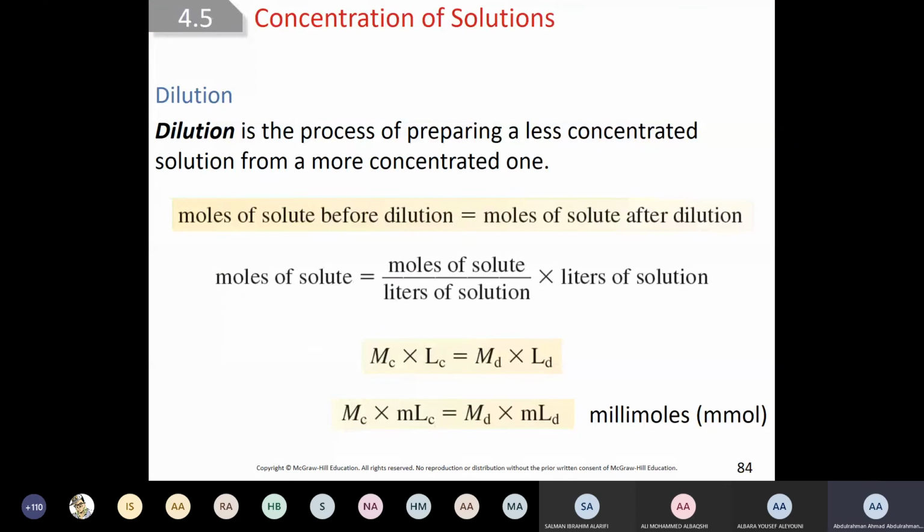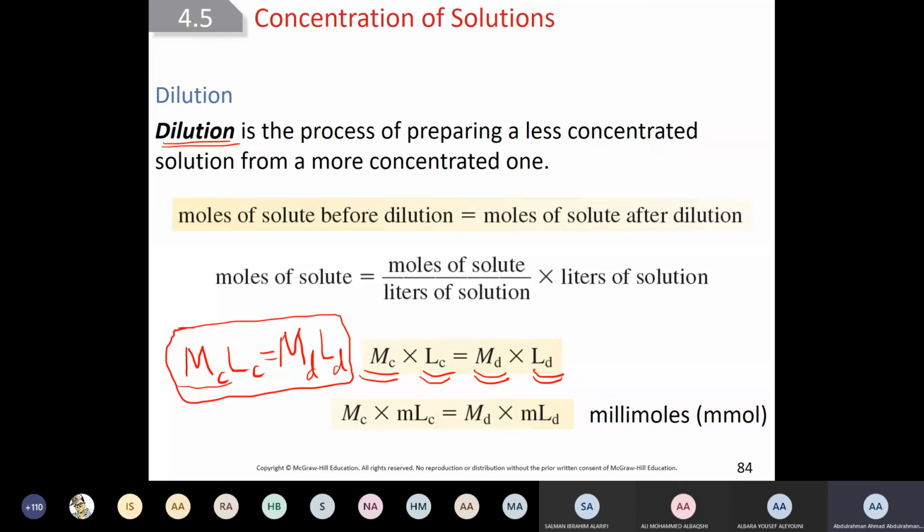Now, if you are doing dilution, what does dilution mean? Dilution. All right. Then the rule is you multiply the molarity times the volume that you have for the concentrated solution. This is equal to the molarity of the diluted times the number of liters of the diluted solution. Is this clear? I want you to memorize this rule. McLc equals MdLd. Read it. The molarity of concentrated times the volume of the concentrated equals the molarity of diluted times the volume of diluted.